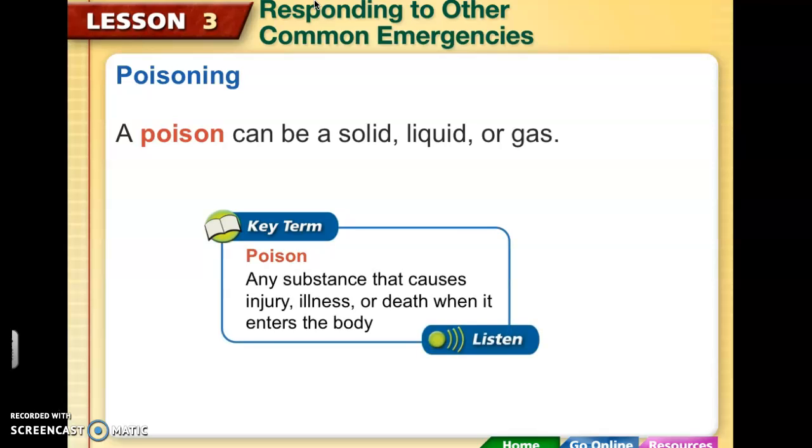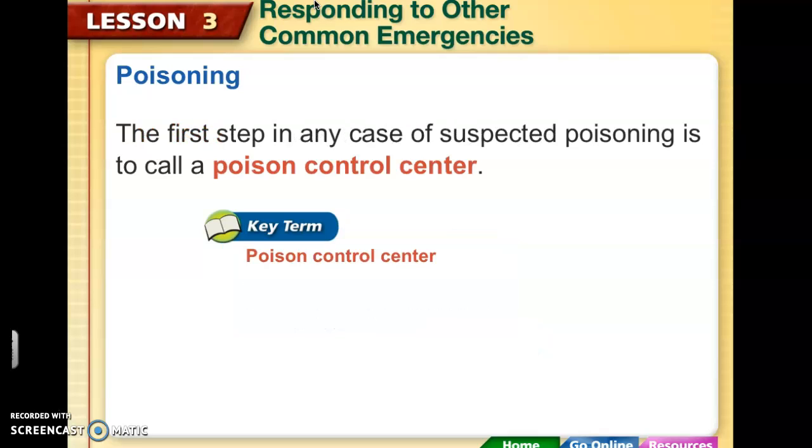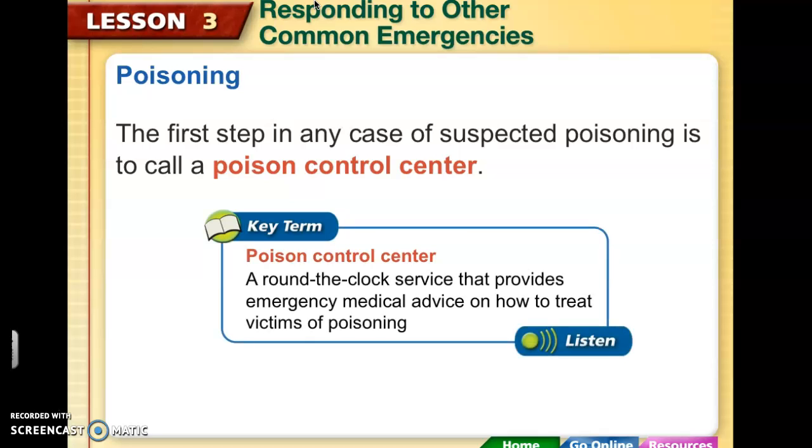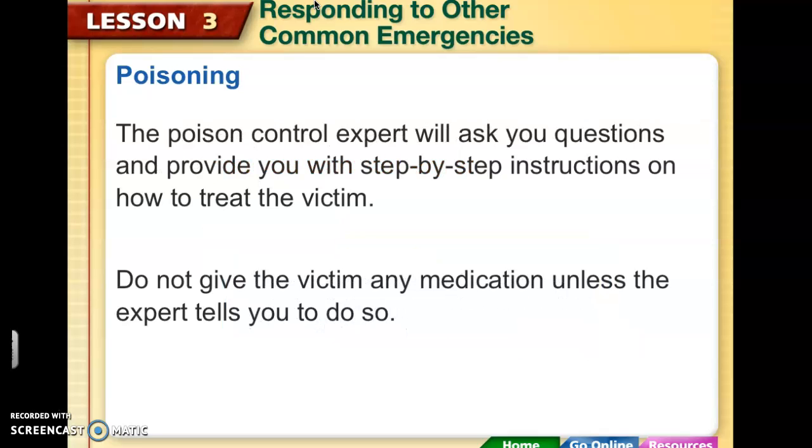For a poison, of course, it could be a solid, liquid, or gas, and that is any substance that causes injury, illness, or death when it enters the body. And of course, the first step of any suspected poisoning is to call the Poison Control Center, and that is our round-the-clock service that provides emergency medical advice on how to treat victims of poisoning. The poison control expert will ask you lots of questions and give step-by-step instructions on how to treat the victim. Of course, don't give any medication to the victim unless that expert tells you to do so.